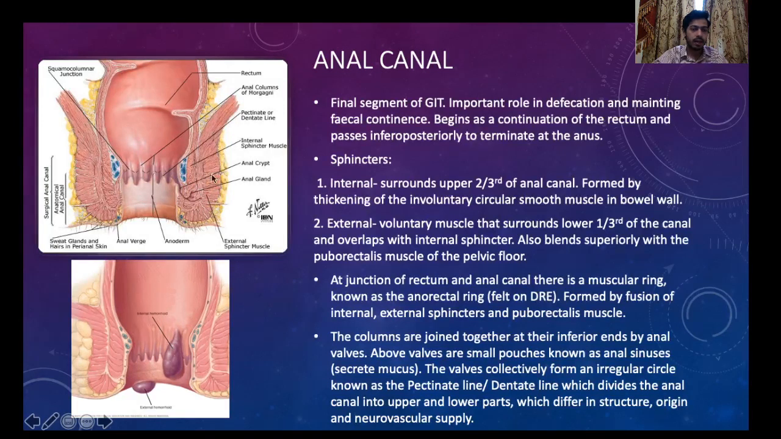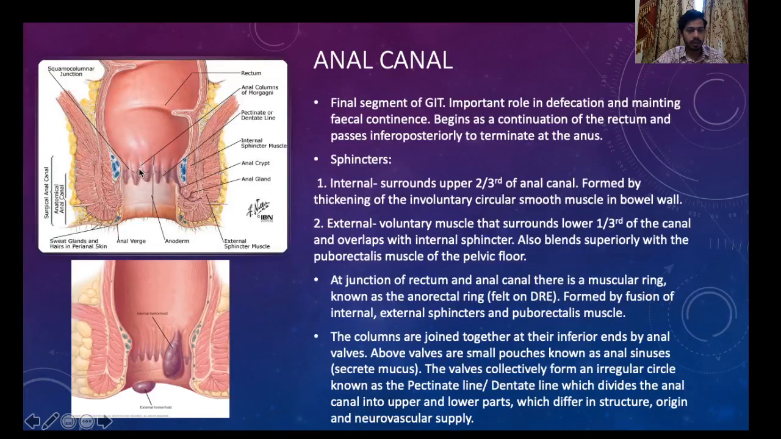At some points, especially this line here, the pectinate line, you have some kind of fusion between the internal sphincter and the external sphincter, where they blend in together with the puborectalis muscle of the pelvic floor. So a few points. At the junction of the rectum, you've got the rectum here, this is the ampulla of the rectum, which is the widest part. It's a muscular ring, known as the anorectal ring, and it's found when we examine via the rectum. This is the fusion of the internal sphincter, the external, and the puborectalis muscle. So this is the ring. We will feel this when we examine.